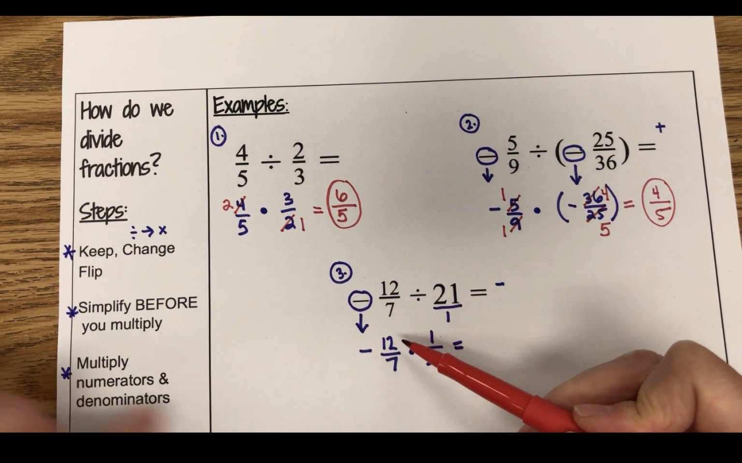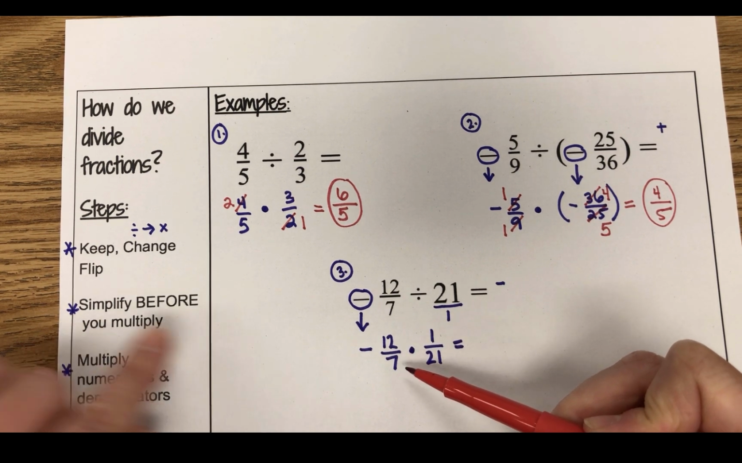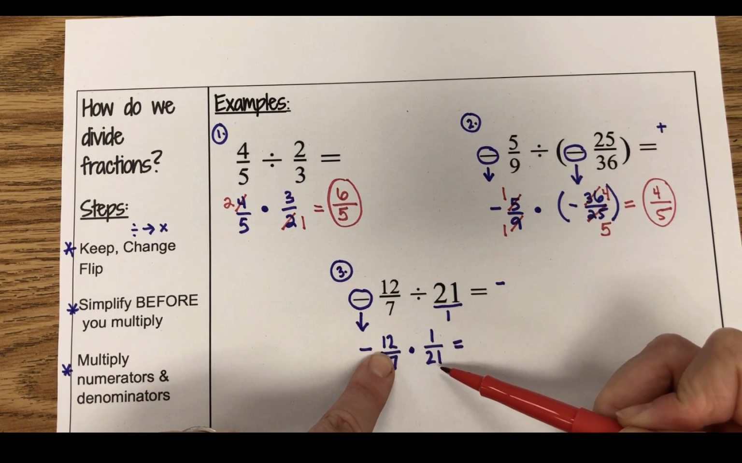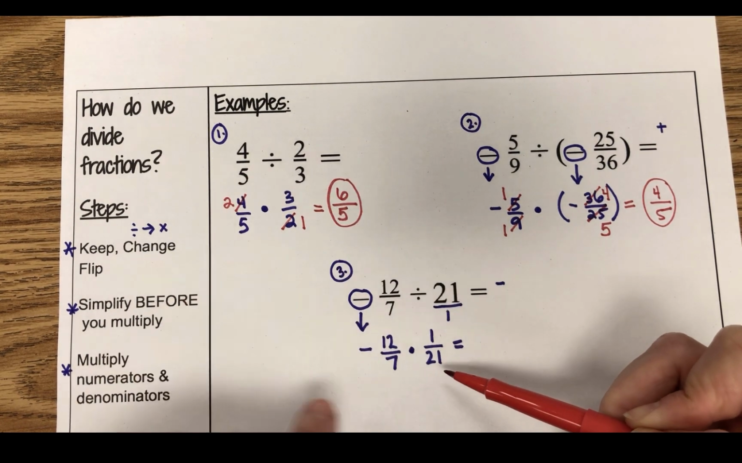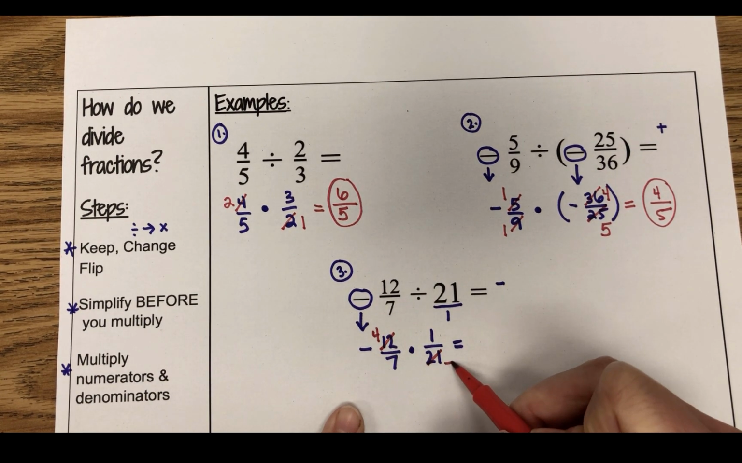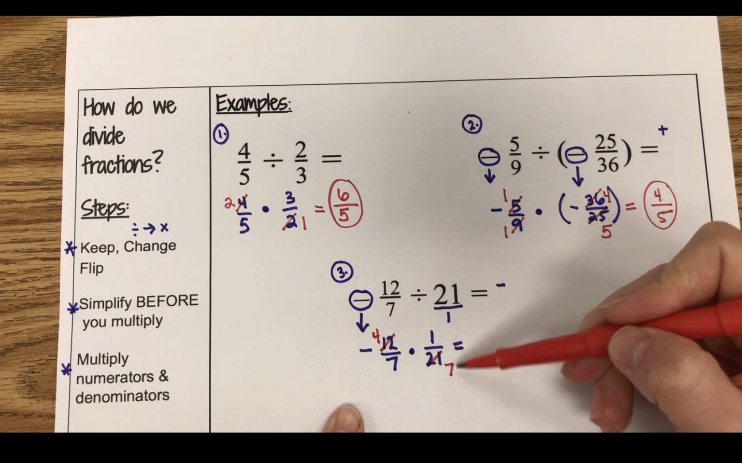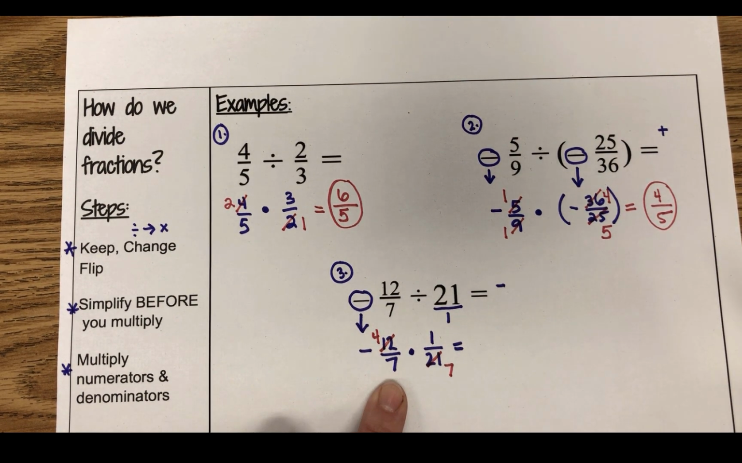We have simplify before you multiply. 12 to 7, can I simplify there? Nope. How about 12 and 21? Yeah, I can divide both of those by 3. 12 divided by 3 is 4. 21 divided by 3 is 7. 1 to 7, well, there's a 1, so I know I'm already simplified. And 1 to 7, there's a 1, I'm already simplified.